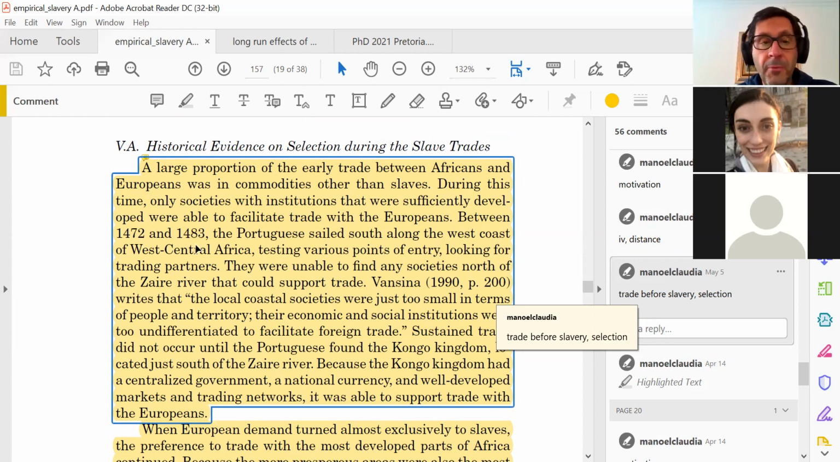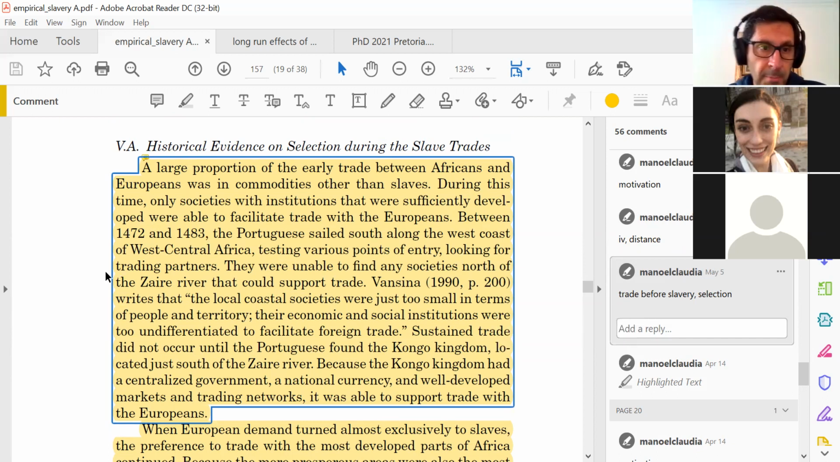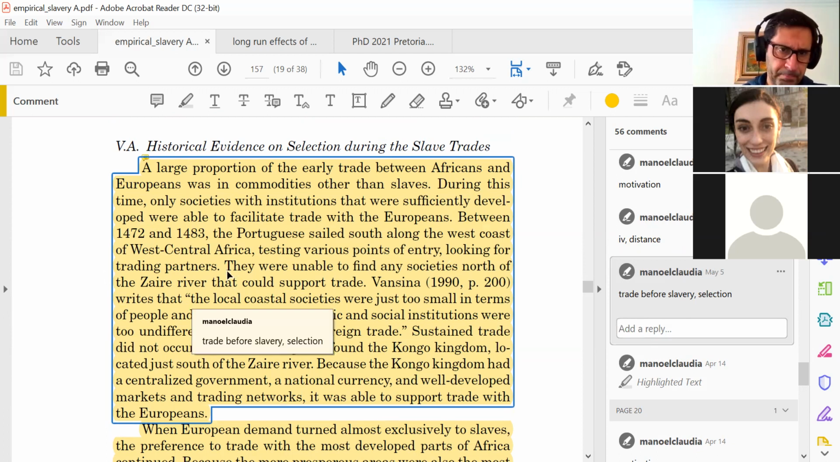Between 1472 and 1483, the Portuguese sailed south, right, before they went to the American continent and arrived in Brazil. The Portuguese sailed south along the west coast of West Central Africa, testing various points of entry, looking for trading partners. But they were not interested in slaves, folks. They were interested in goods.